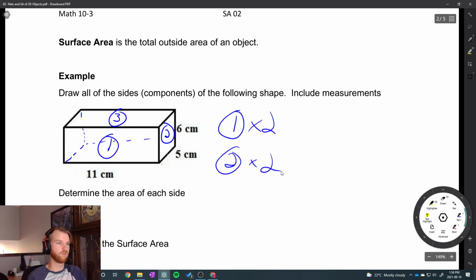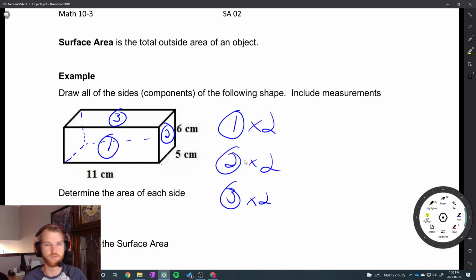So we've got 2 of those. And then shape 3 was the top, and we also have the bottom. So we've got 2 of those. So all you really need to do here is find the area of these 3 shapes and then just double them. And that will give you the surface area of all 6 sides.